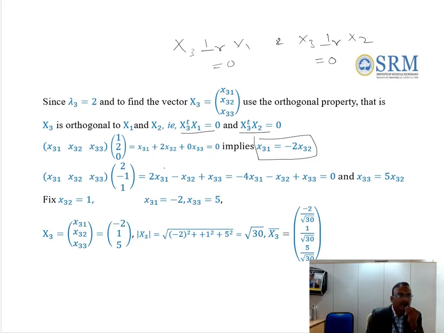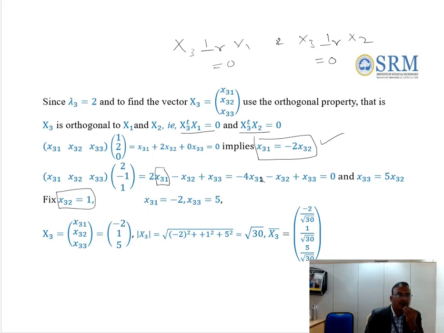Therefore replace x31 by this expression, hence we will be getting minus 4x32 minus x32 plus x33 equal to 0. Therefore x33 equal to 5 times x32. If you fix x32 equal to 1, then x31 equal to minus 2 and x33 equal to 5. Therefore the third eigenvector is (minus 2, 1, 5), and its length is root 30, and the corresponding normalized eigenvector is (minus 2 by root 30, 1 by root 30, 5 by root 30).